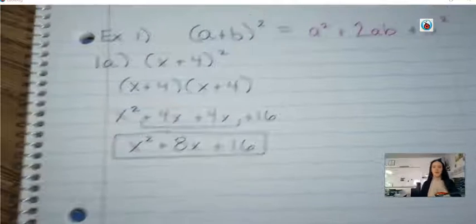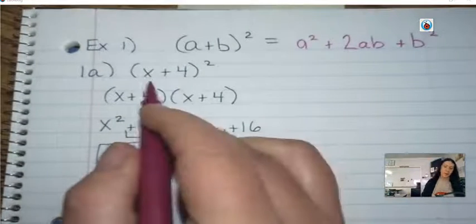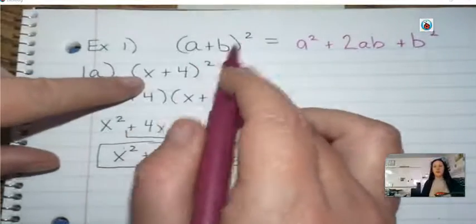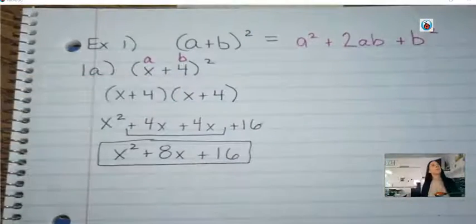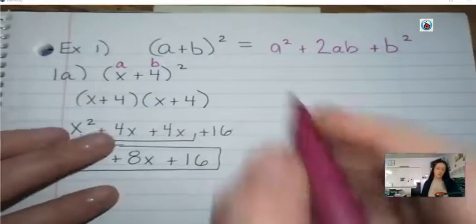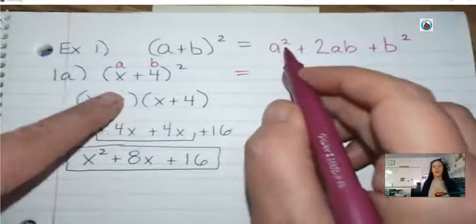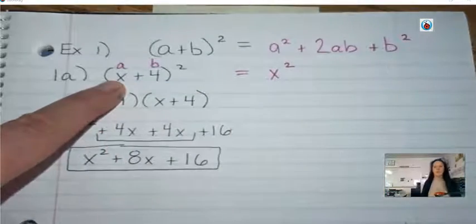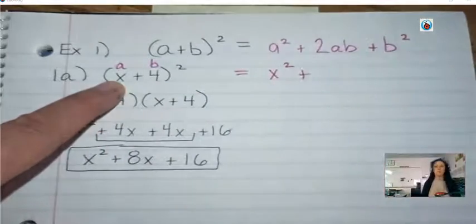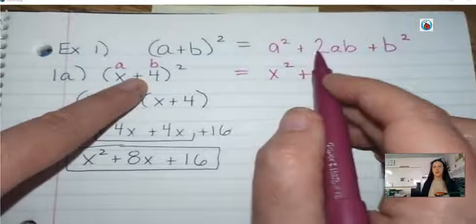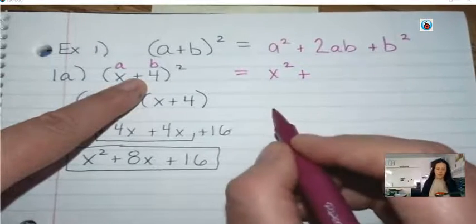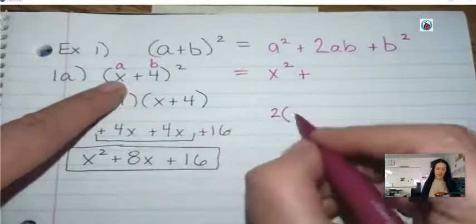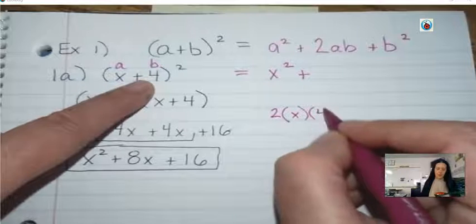Okay, here's how we do it the shortcut way. So x plus 4, if it's in this format of a plus b, that means a is your x, b is the 4. Okay, a squared, a is x, so x squared. Plus, now this I'm just going to do to the side. 2 times a times b. 2 times a, which is x, times b, which is 4.